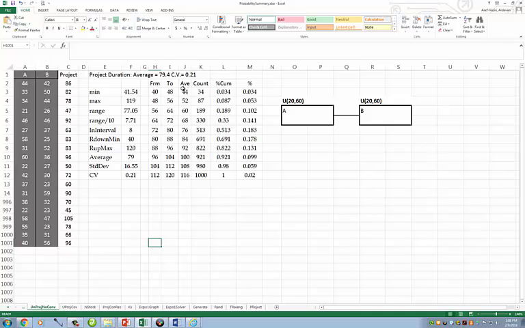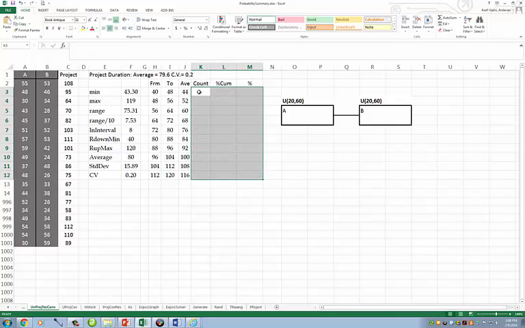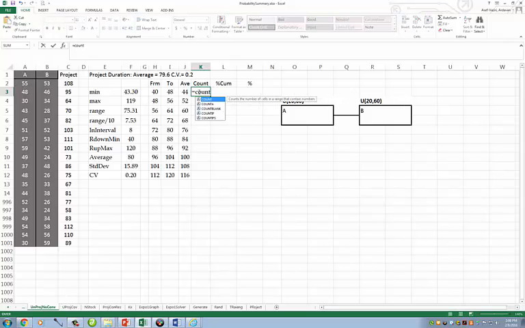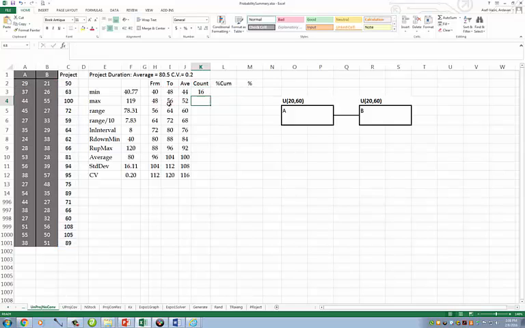I'll delete this one. I will delete here. I go over there and type equal to COUNTIF. What range? Project duration. And lock it because I'm going to copy it down. What is the criteria? It is less than and the second number. I go to the cell below it and then the upper row, and that's it.